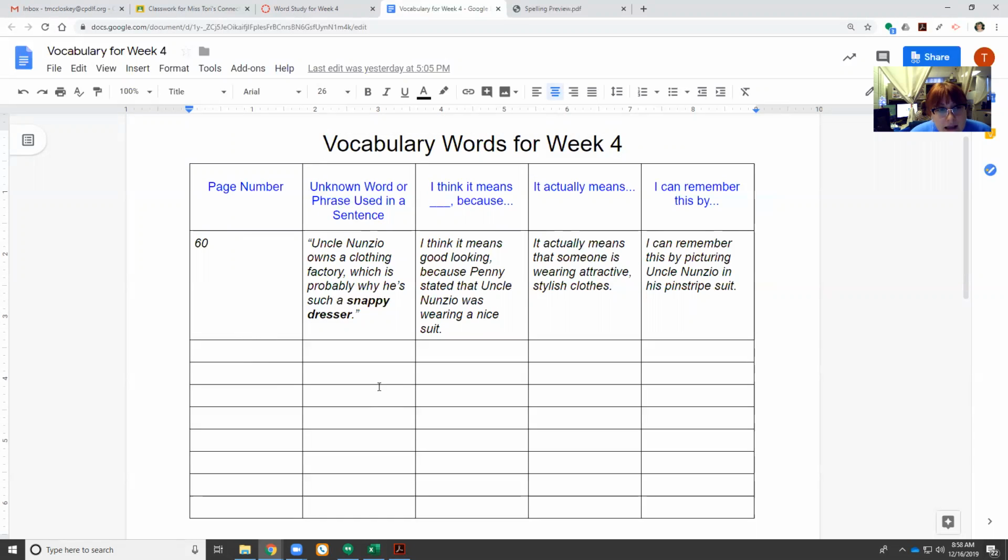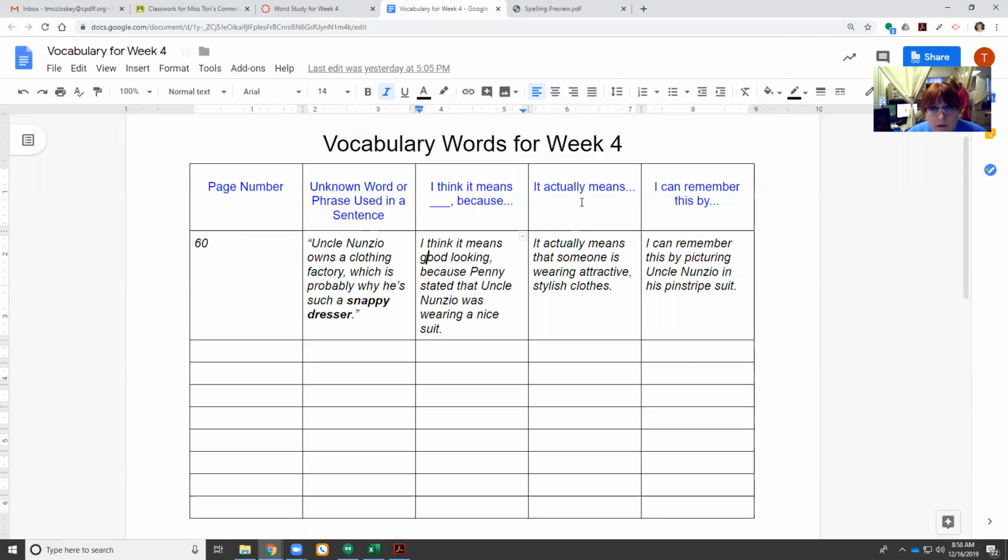And so I have an example here. So I was on page number 60, and the unknown word or phrase that was used, this is the sentence I found it in. Uncle Nunzio owns a clothing factory, which is probably why he's such a snappy dresser. Notice I put snappy dresser in bold because that's what I am not entirely sure about. I think it means good looking because right before that sentence, Penny said that Uncle Nunzio is wearing a nice suit. So good looking, nice, snappy dresser, it just seems to go together.